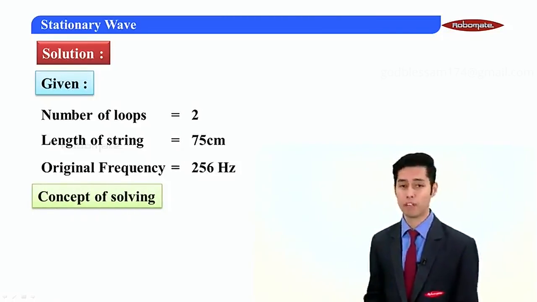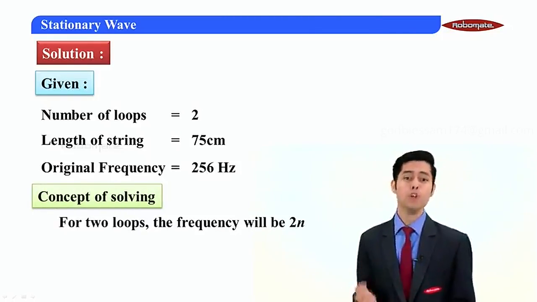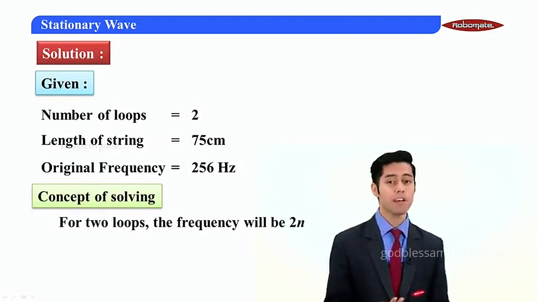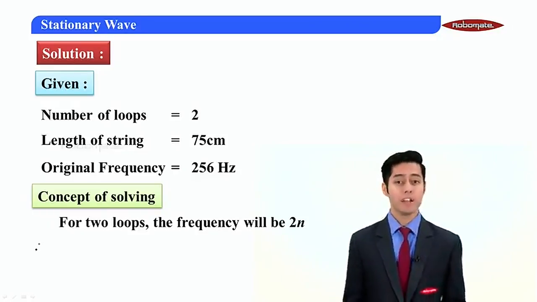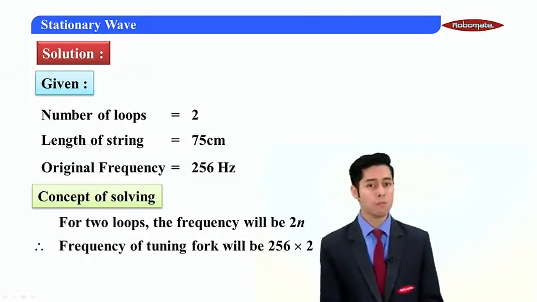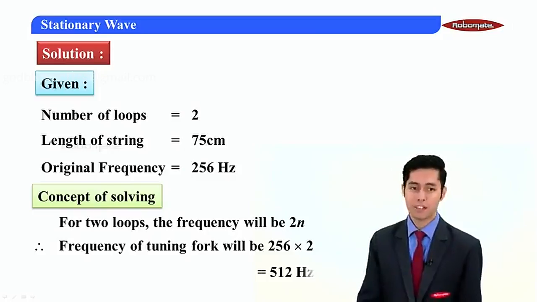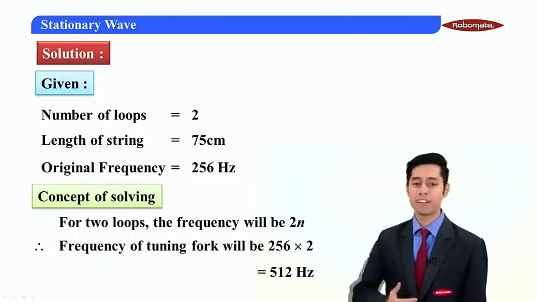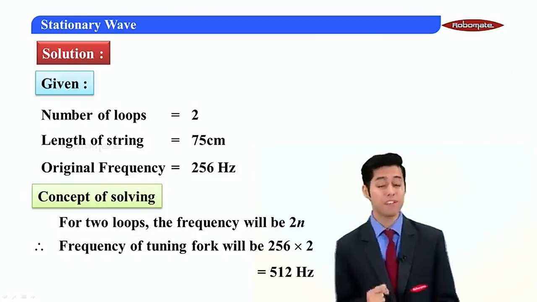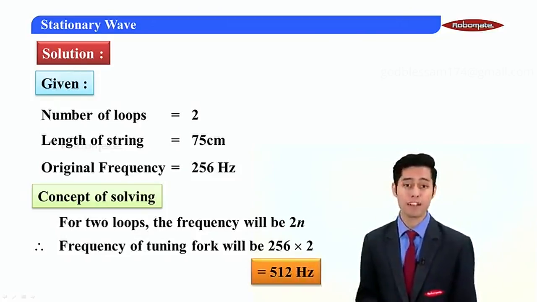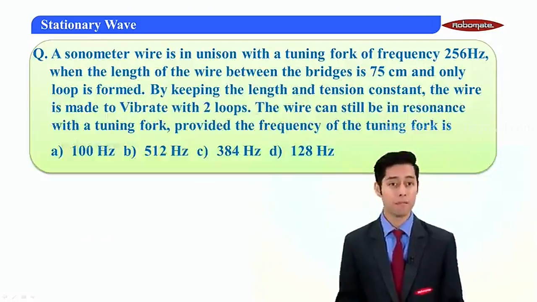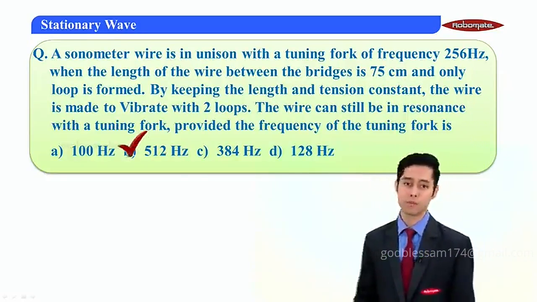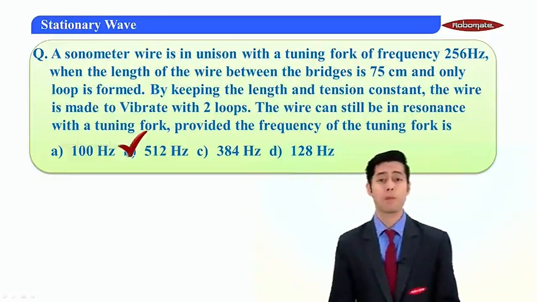The concept of solving the problem: since 2 loops are formed, the frequency has to be the second mode, that is twice of n, and twice of n means 2 multiplied by 256. So the frequency of 256 multiplied by 2 comes out to be 512 Hz. That means the frequency of the tuning fork has to be 512 Hz for them to stay in resonance, and that is how we will solve this problem. So the answer comes out to be option B.